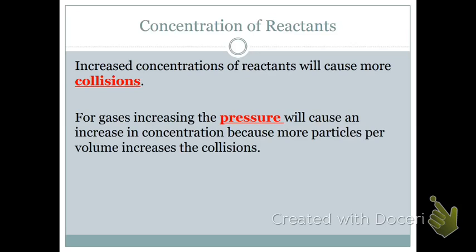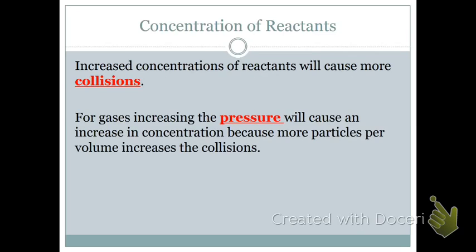The concentration of the reactants also makes a difference. This is kind of a no-brainer. Increased concentration means I have more stuff to collide. Okay? So let's say I have something that is a 0.25 molar concentration, and I have something that's a 2.5 molar concentration, well, the rate will be faster for that 2.5 because it has more stuff to collide. So increased concentration will also cause an increase in collisions.